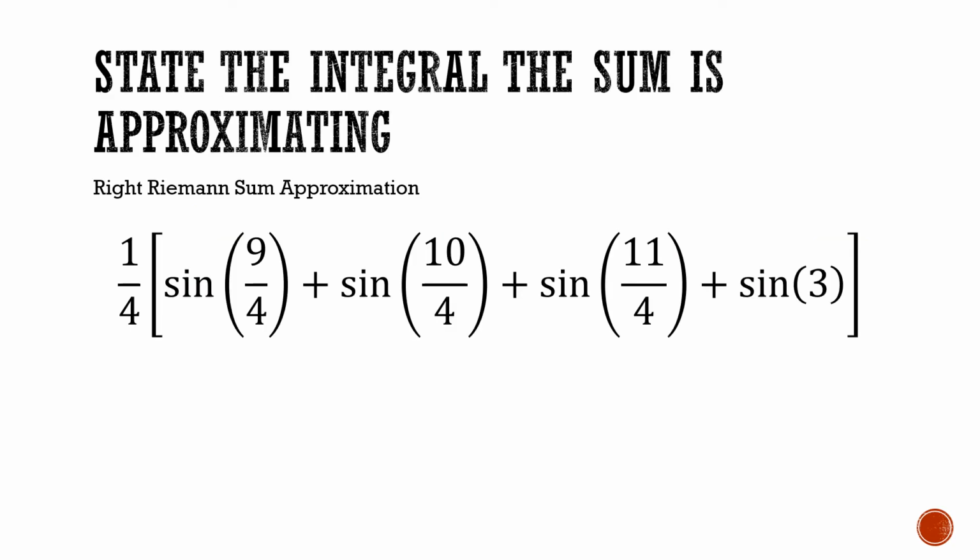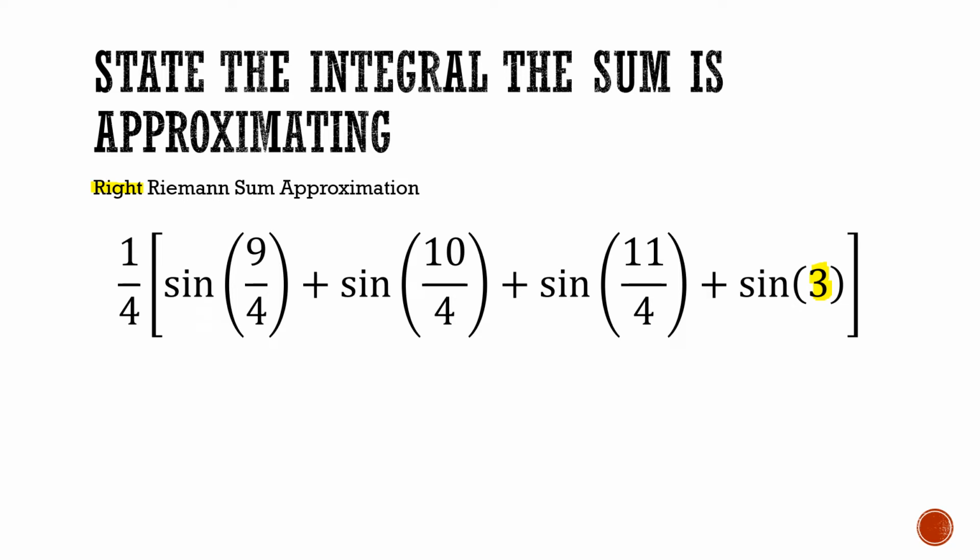All right, so this first example says state the integral the sum is approximating using a right Riemann sum. The first thing I notice is that I have this 1/4, and so this 1/4 is telling me the base of each one of my rectangles. Now, the next thing I have to understand is that since I'm doing a right Riemann sum, this number over here is going to be the rightmost value, or my b value of my interval. And so if each one is a fourth, I'm going to count backwards by a fourth.